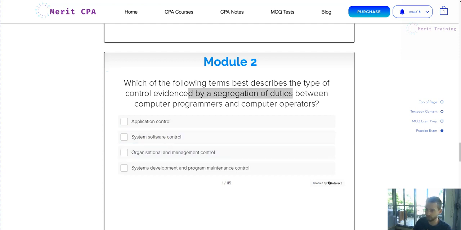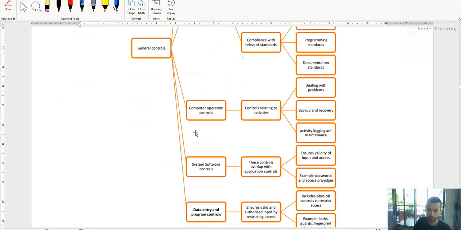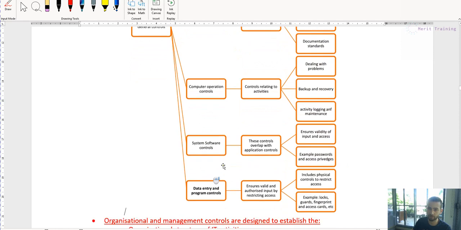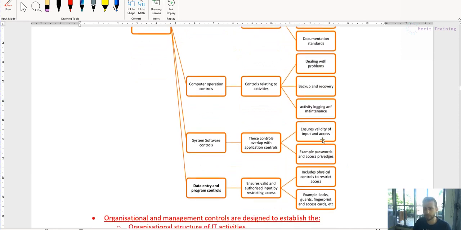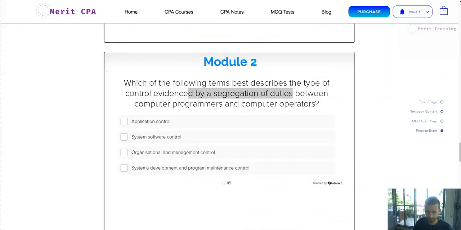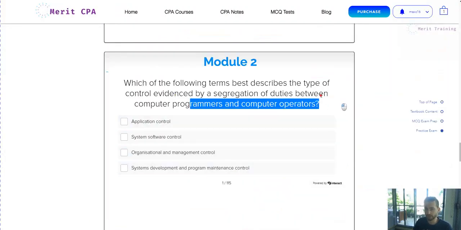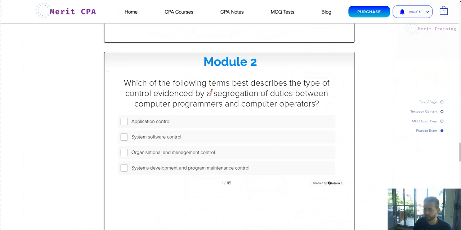Next is system software control. And that was also in this diagram of general controls that we talked about. And that's talking about ensuring validity of input and access, for example, passwords and access privileges. Nothing to do with segregation of duties, more to do with ensuring passwords to the right people and access privileges for certain people. For example, approval process can only be accessed by the manager or the CFO. So it's probably not going to be that one because it doesn't fit into the context here.